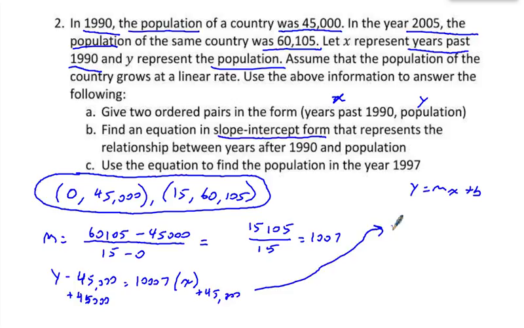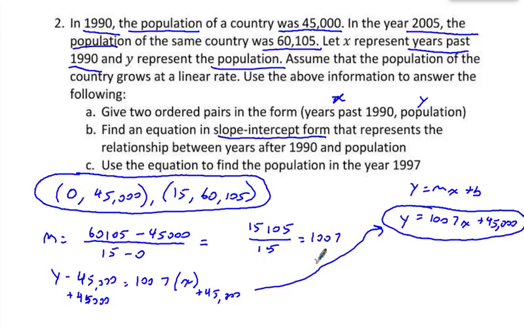We'll put our model up here. Y equals 1,007x plus 45,000. I just noticed I had an extra 0 in our problem over there. Everywhere else it was correct, so hopefully you caught that mistake. And now this was the model asked for in Part B in slope-intercept form.